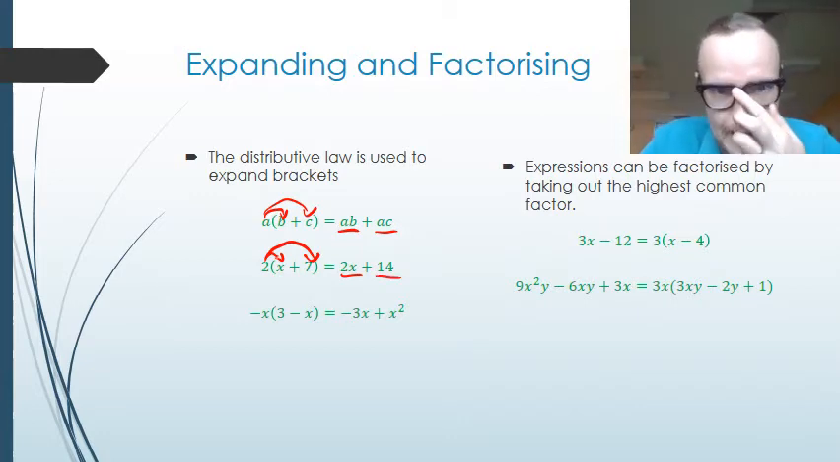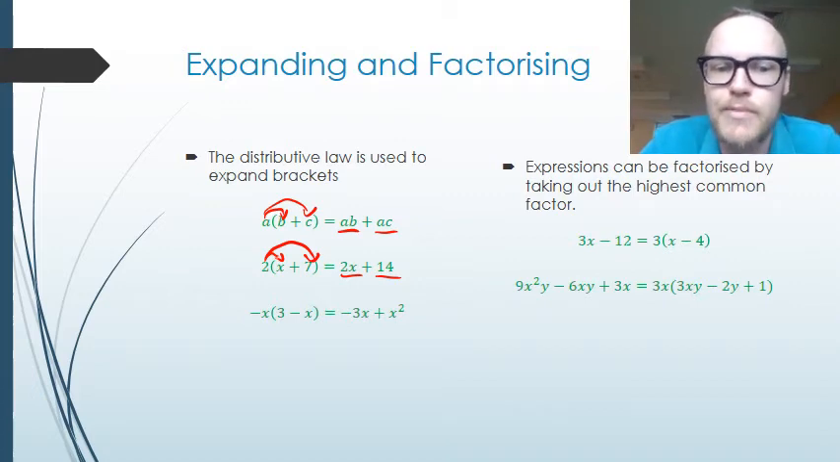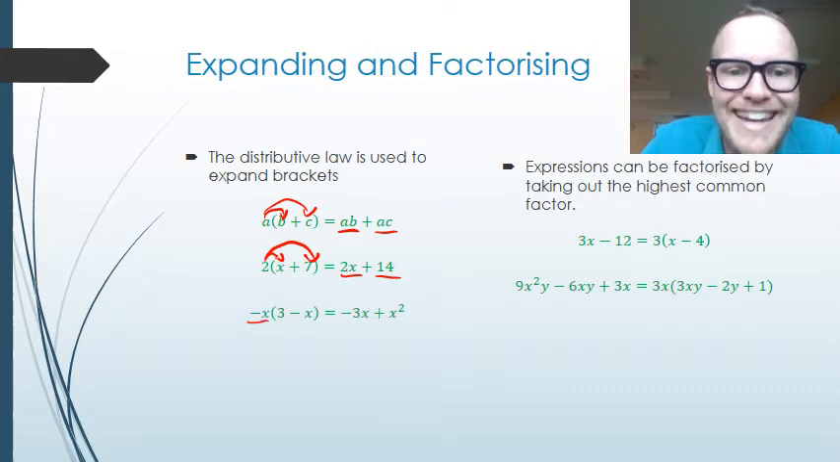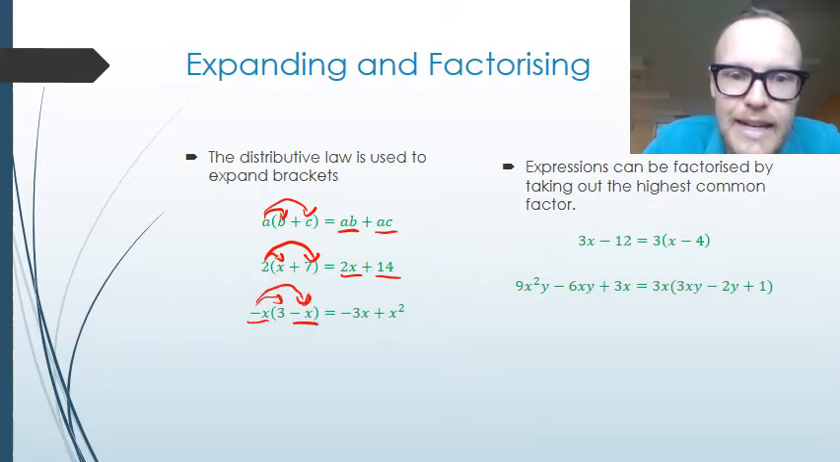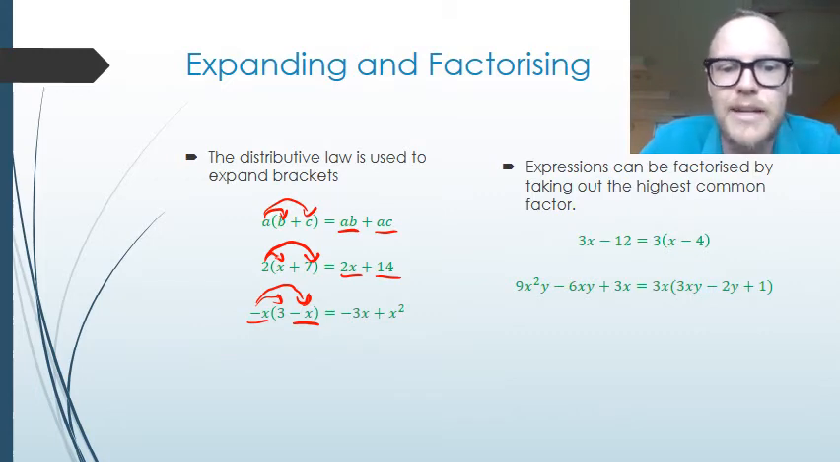We can also look at a more complex example, well, not necessarily complex, but we need to be very, very careful when looking at negative values. If I've got negative x, then that negative x needs to be multiplied by the 3, and the negative x needs to be multiplied by negative x, because subtracting x is the same as adding negative x. So we need to be careful to make sure that we incorporate that negative into our calculation as well.